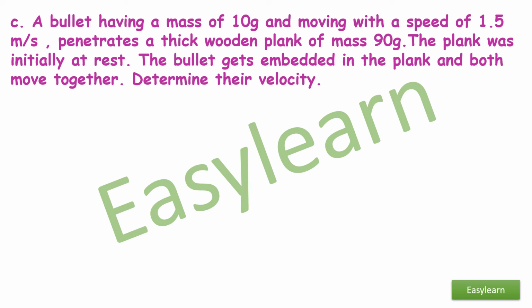C. A bullet having a mass of 10 gram and moving with a speed of 1.5 meter per second penetrates a thick wooden plank of mass 90 gram. The plank was initially at rest. The bullet gets embedded in the plank and both move together. Determine their velocity. So here you have a bullet and a plank.